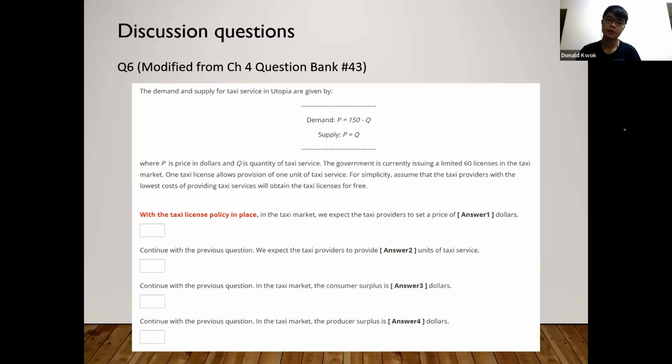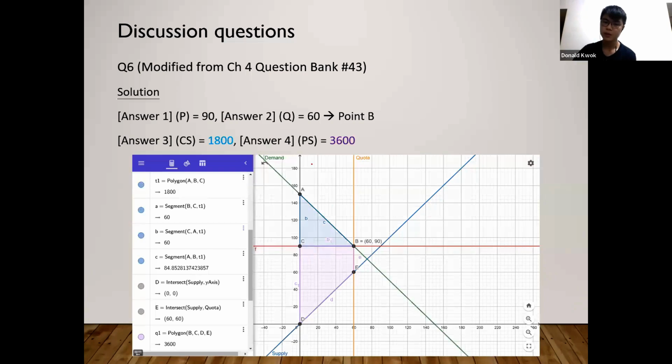Okay, so the first 4 parts are talking about the case where the taxi license policy is in place. And we're going to figure out the price, quantity, as well as the consumer surplus and producer surplus in this scenario. Okay, let's determine the equilibrium point first, which is found by the intersection between the market demand and market supply. So for the market demand, nothing special, just the expression directly given here, P equals 150 minus Q, which is illustrated by the downward sloping green line.